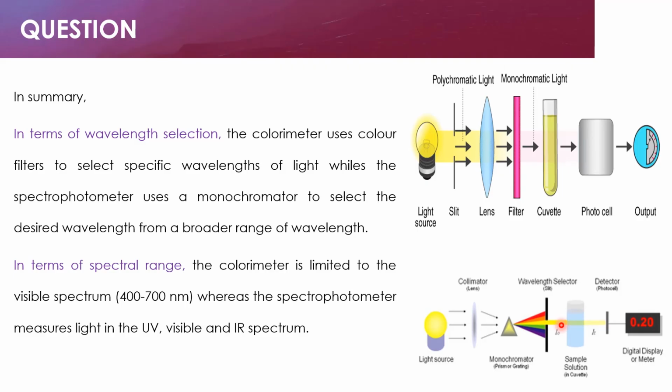So in summary, the difference between the colorimeter and the spectrophotometer in terms of wavelength selection is that the colorimeter uses color filters, as shown over here, at specific wavelengths of light, whilst the spectrophotometer uses a monochromator, as shown from its basic instrumentation over here, to select the desired wavelengths from a broader range of wavelengths. And two, in terms of the spectral range, the colorimeter is limited to the visible spectrum, which has to do with the wavelength from 400 nanometers to 700 nanometers, whereas the spectrophotometer measures light in the ultraviolet range, the visible range, and the infrared spectrum. So this is the basic difference between the colorimeter and the spectrophotometer.